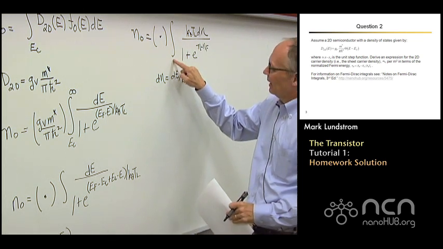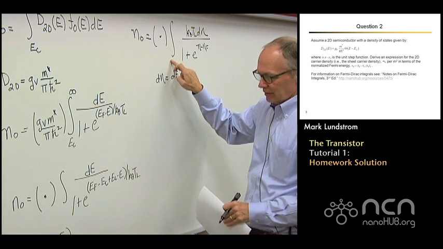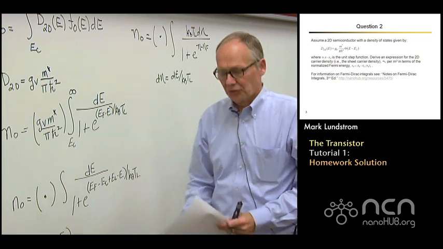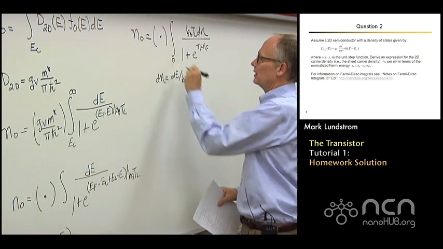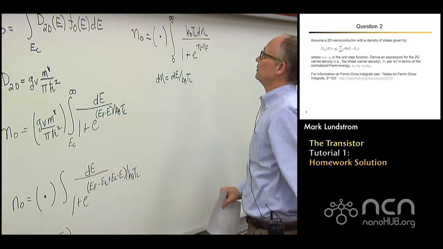Now I have to remember my integral. It started with the energy at the bottom of the conduction band. When the energy is at the bottom of the conduction band, eta is 0. So the lower limit of my integral now becomes 0. The upper limit is still infinity.